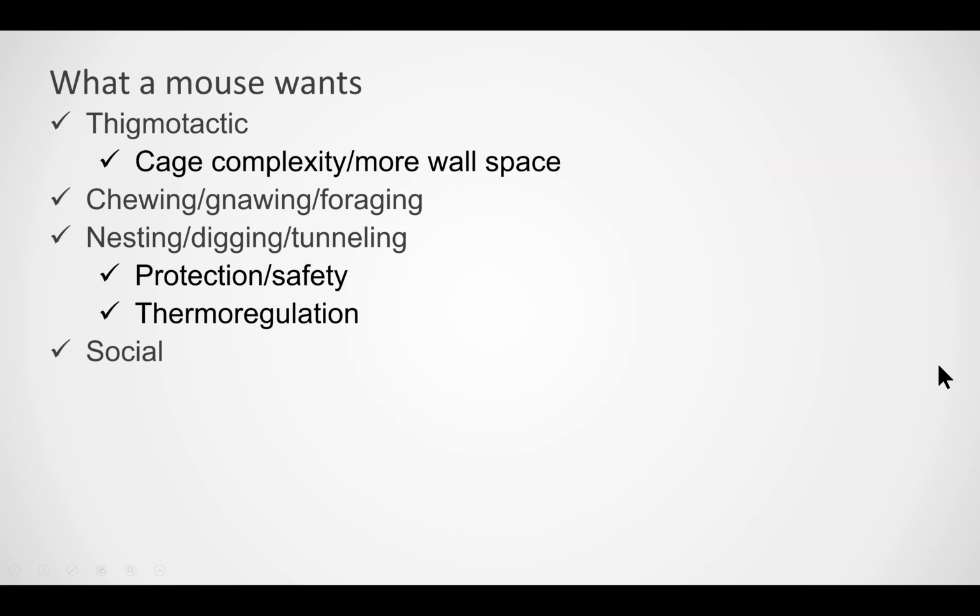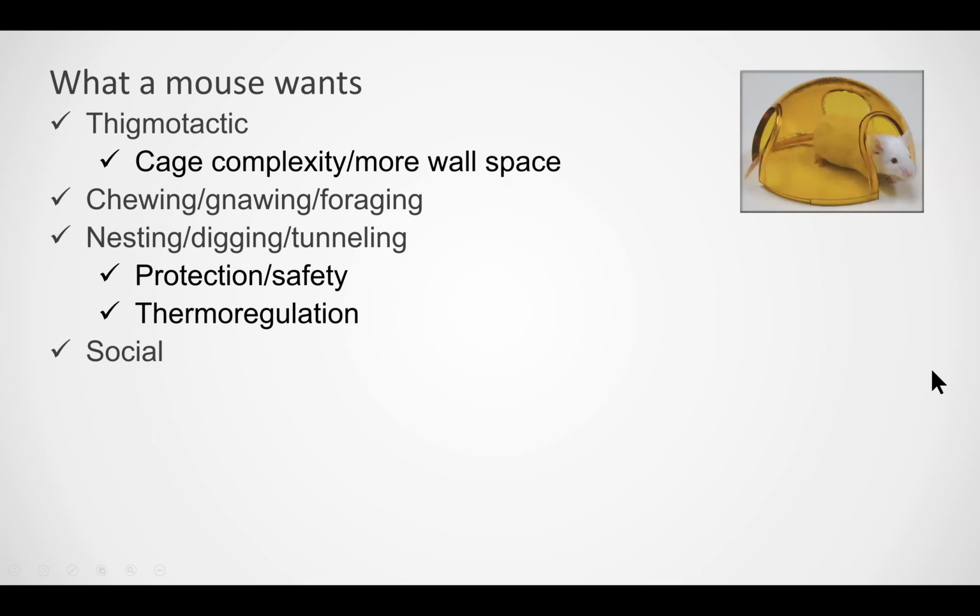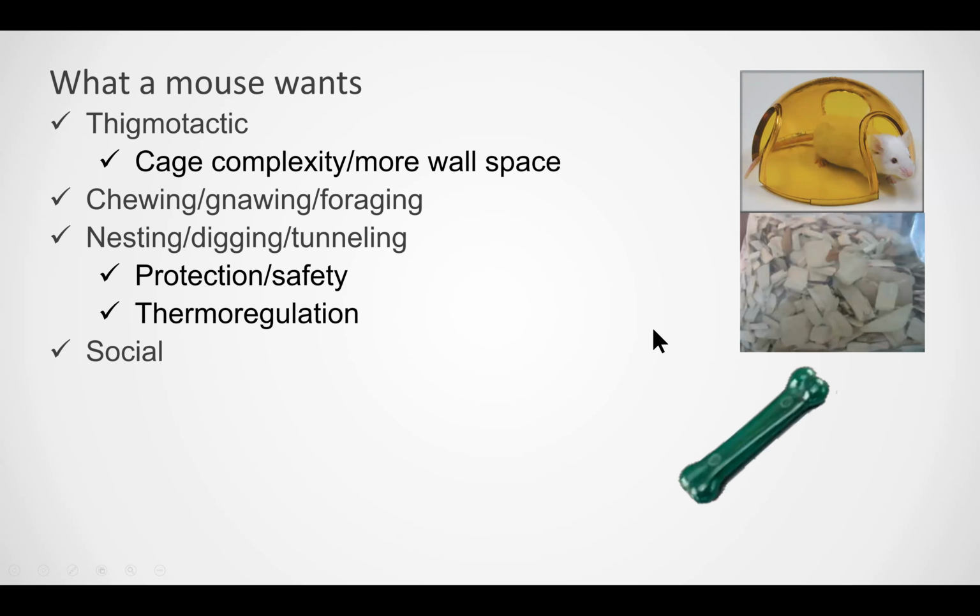So what does a mouse want? Well, if it's thigmotactic, you may want to provide it some complexity within its cage, which would include something like an igloo or some type of wall space. Because it likes to chew or gnaw, you may want to provide it something that it could gnaw on, okay? It also likes to forage, so maybe the bedding should be something that would allow the animal to do things like digging. It also likes to do nesting.